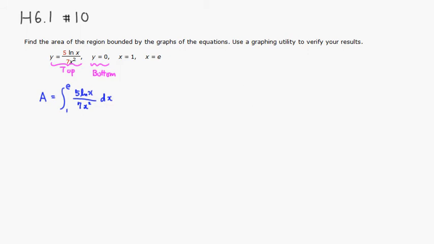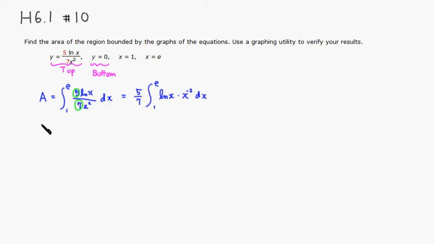First, I'm going to pull out the constant, so you have 5 over 7. I'm going to pull that out. So you're going to have 5/7 times the integral from 1 to e of natural log of x times, I'm going to write it as x to the negative 2 power, since x is sitting on the bottom, dx.